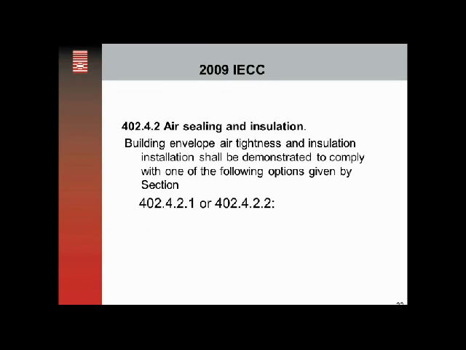In section 402.4.2, air leakage and insulation, we get the language that says the building envelope air tightness and insulation installation shall be demonstrated to comply with one of the following options given by section 402.4.2.1 or 402.4.2.2.